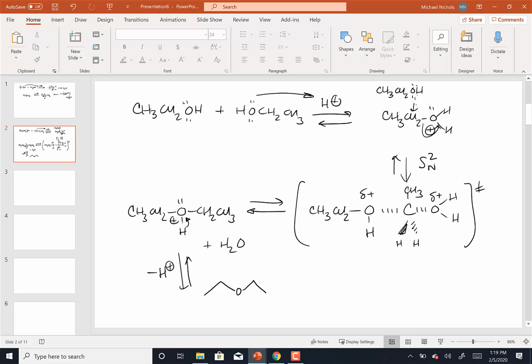So what methods have we talked about for making ethers? Williamson with alkoxide and halide. We've talked about taking a tertiary halide and adding an alcohol to it. We've talked about a tertiary or secondary alcohol with another one, and then this would be two primaries. So we can make ethers a number of different ways, but basically they're all SN1 or SN2. Okay, so that's the method to make ethers. Does that make sense to everybody?